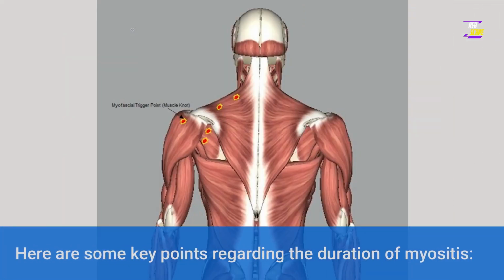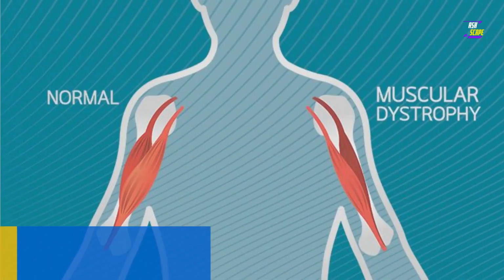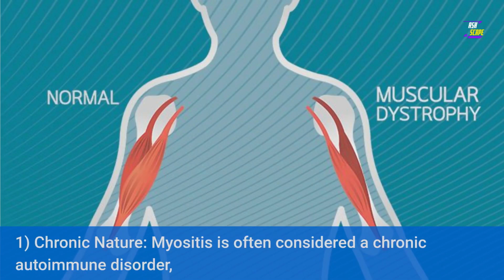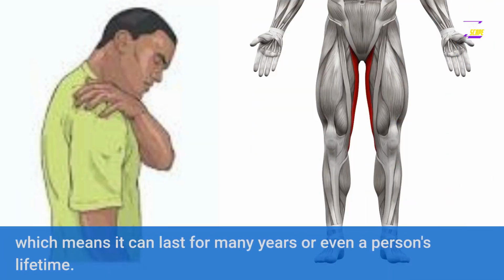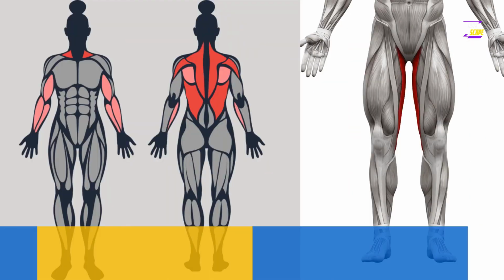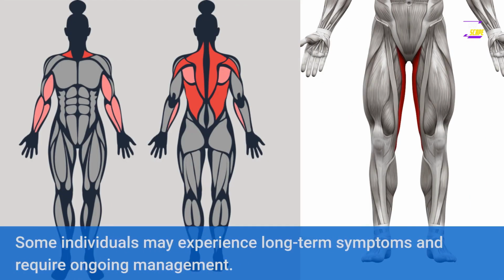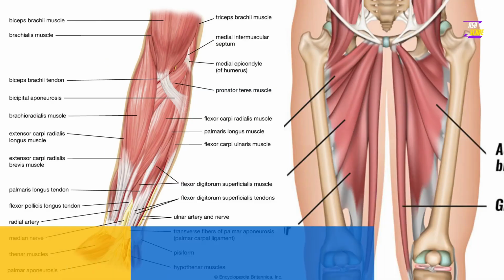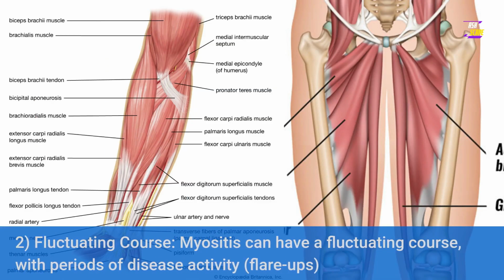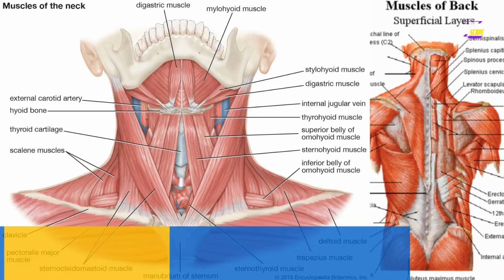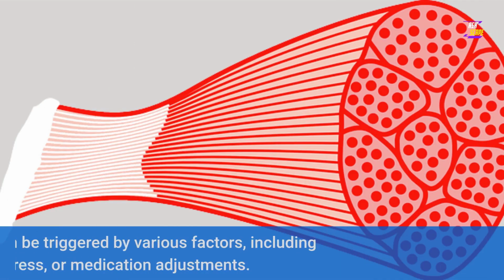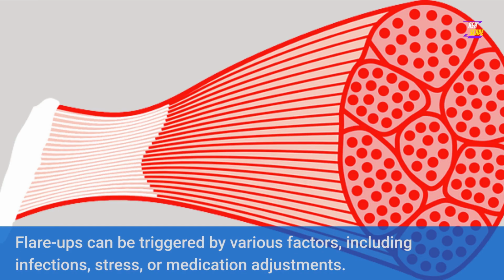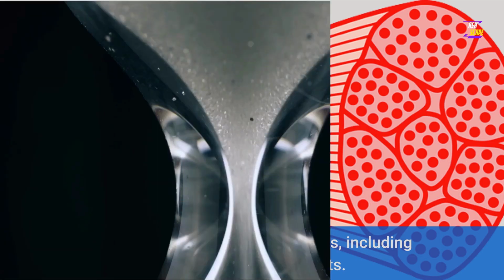Here are some key points regarding the duration of myositis. 1. Chronic nature. Myositis is often considered a chronic autoimmune disorder, which means it can last for many years or even a person's lifetime. Some individuals may experience long-term symptoms and require ongoing management. 2. Fluctuating course. Myositis can have a fluctuating course, with periods of disease activity, flare-ups, and periods of remission where symptoms improve or temporarily resolve.